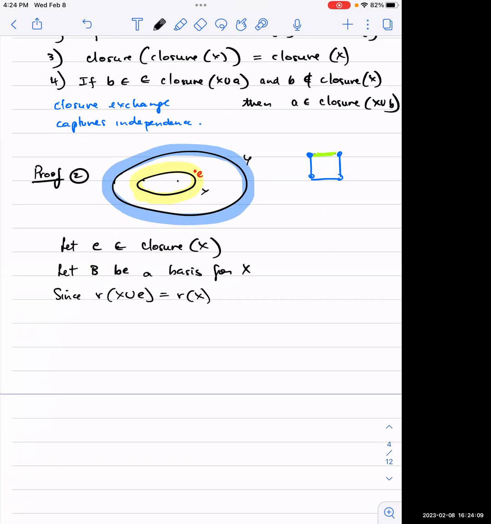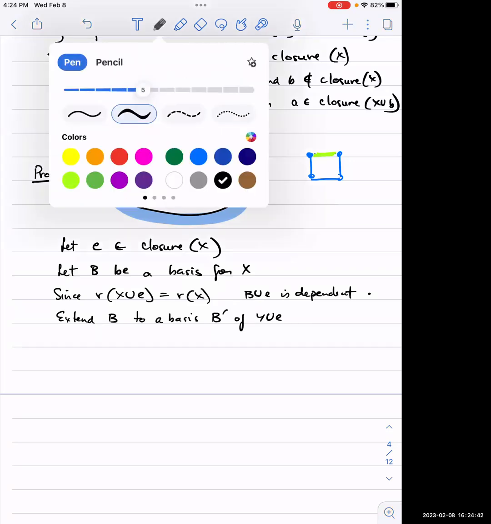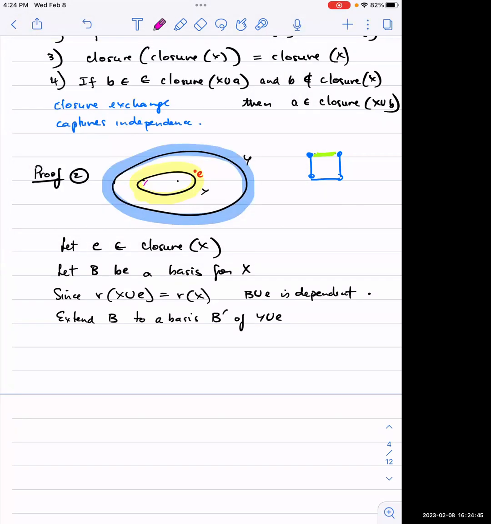Then where are we? Since B union E is dependent, extend B to a basis B dash of Y union E. So B is a basis for X. So somewhere here is this B, that's a basis for X. And then you can extend it to a basis for Y union E.